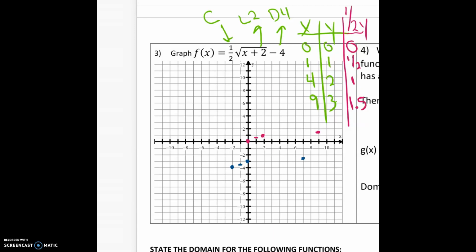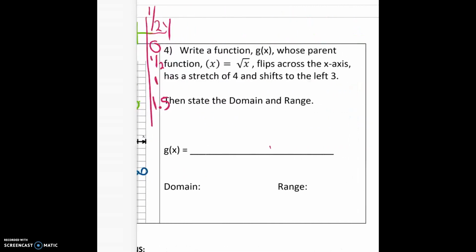So now instead of starting at (0, 0), it's going to be starting at (negative 2, negative 4) right here. And then continuing on to infinity, infinity. And then, with this information, you could figure out your domain and range, etc. Okay? All right, let's end our graphing with number 4.